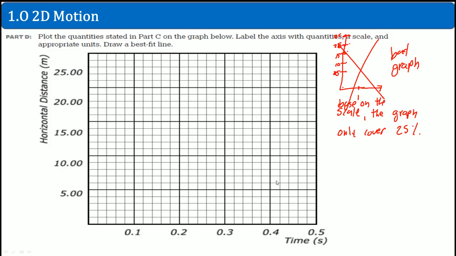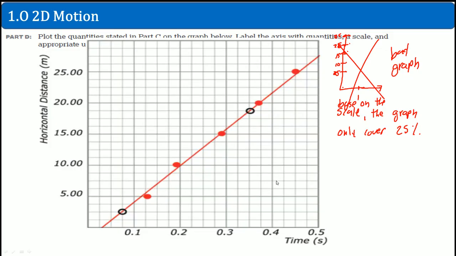And once you graph the points, it should look something like this. Do you notice how this graph covers the entire graph? So this is a good graph.